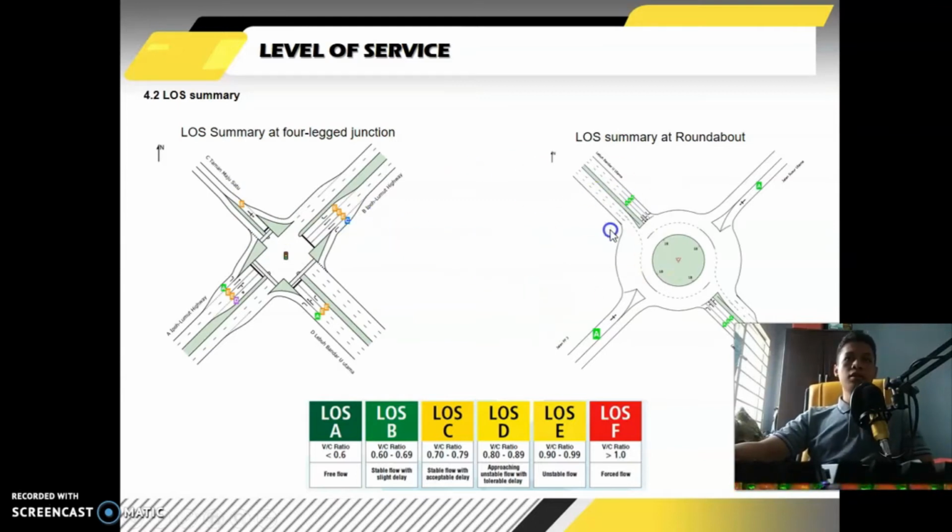At the roundabout, the level of service is A, which means the lane is free flow, no delays and no congestion.